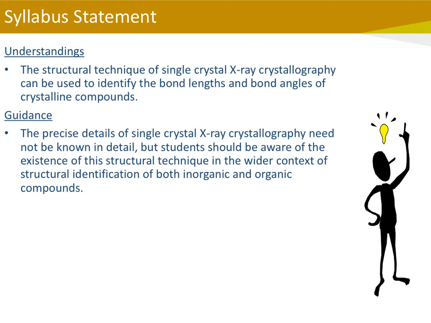Now we're just going to briefly talk about something called X-ray crystallography. This is a bit of an intro. Next video we'll talk about mass spectroscopy with more detail. X-ray crystallography can be used to identify the bond lengths and bond angles of crystalline compounds, and the key here is crystal compounds. X-ray crystallography.